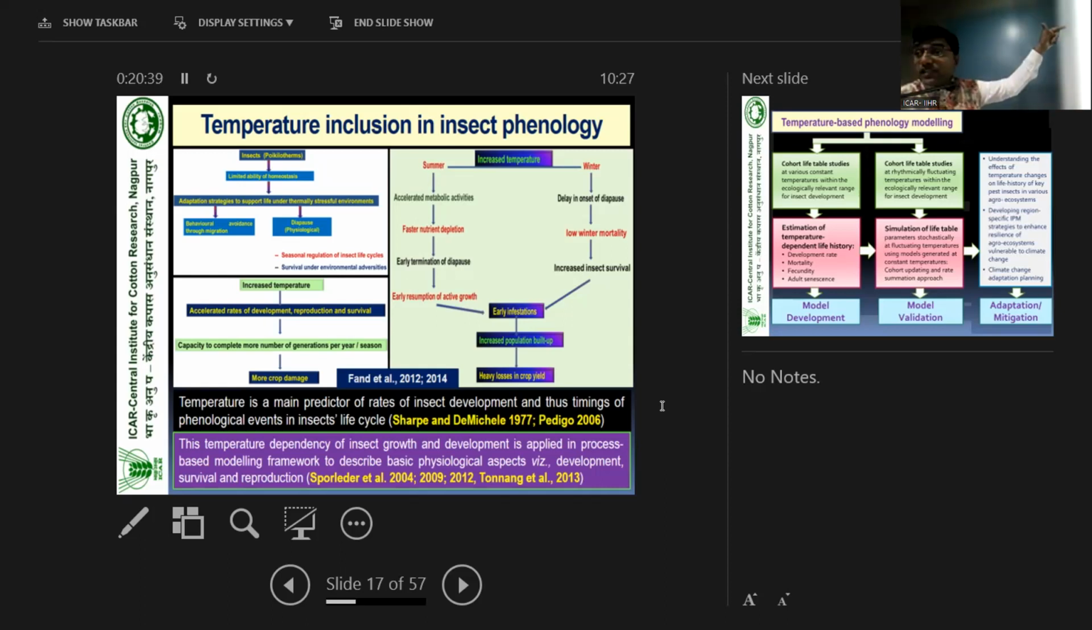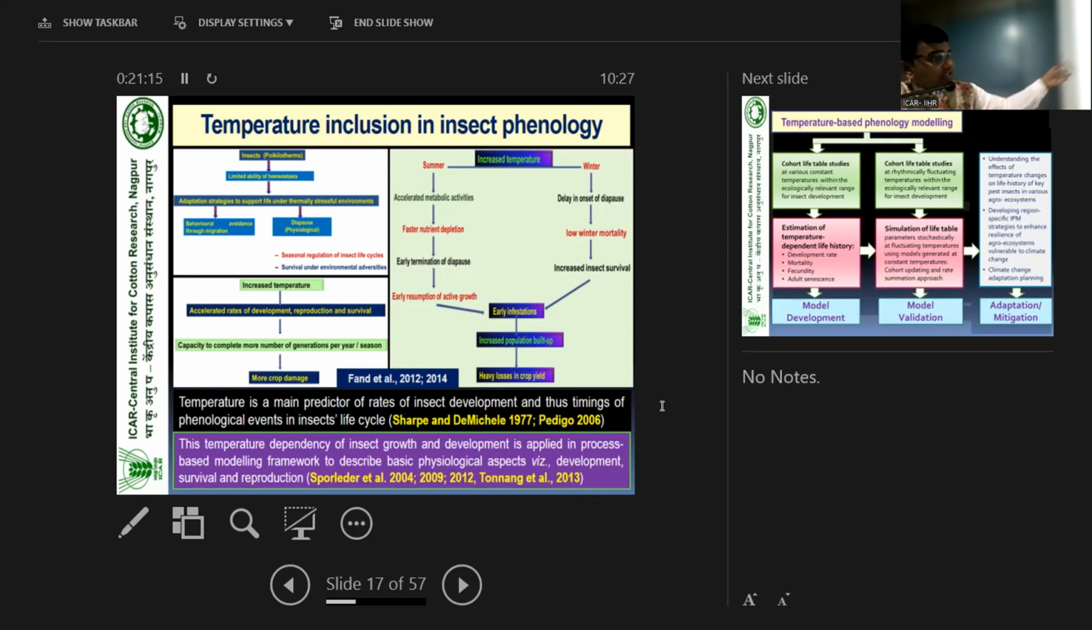But in the case of summer, the case will be different. Wherever temperatures are already high, within the favorable range, there will be an accelerated rate of metabolic development. But beyond that favorable range, there will again be mortalities. There will be a non-linear response that we will see next while fitting the equations. Then faster nutrient depletion, meaning metabolic activities will be faster, and early termination of diapause, isn't it? Because diapause will be terminated early, there will be early infestation of the crop and more damage.